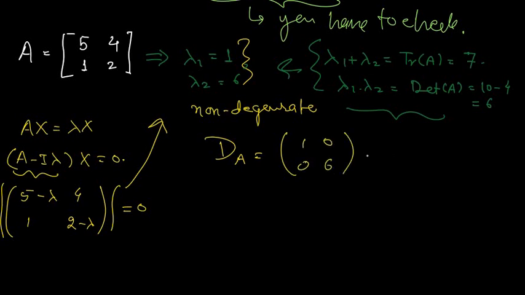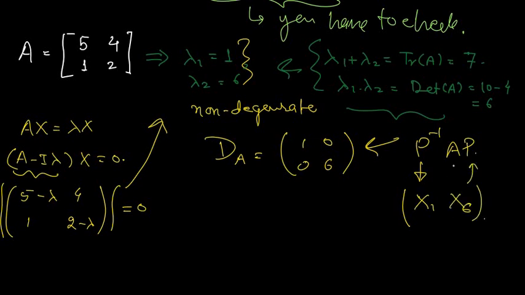Now your task is to verify this by doing P inverse A P, where P is made of the eigenvectors corresponding to lambda 1 and lambda 2. Then you find P inverse and do this, and you will get the same result. I emphasize that you do this because this is a very simple 2 cross 2 problem, and it will help you with the mathematical tricks required to find P and P inverse. It will take only 2 or 3 minutes. So please do that. Let's move on to another example.